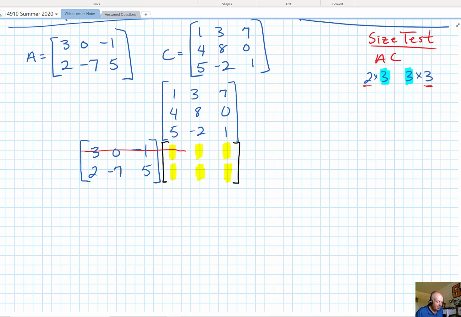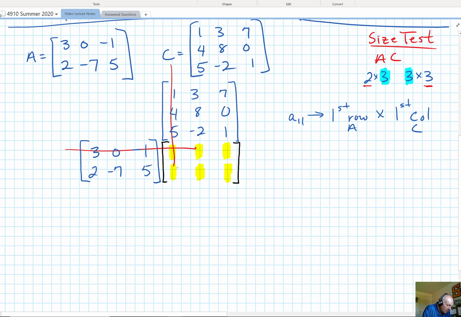Now the book goes in great detail and says, I'll write it down here. The book says if you want to find the A11 entry, which is this entry, you're going to use the first row times the first column. First row of A times the first column of C. And that's not that hard, right? First row times first column. But I can visually see it much easier. So I guess that makes sense, right? I can understand it when I see it laid out this way.